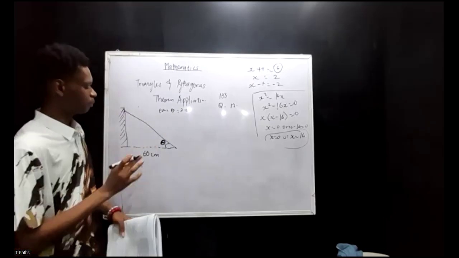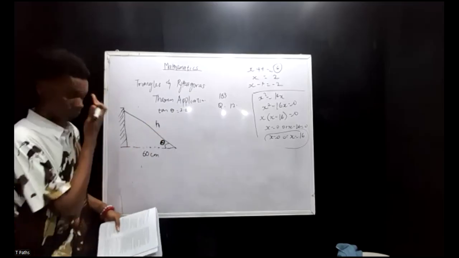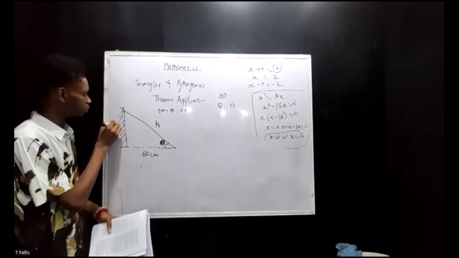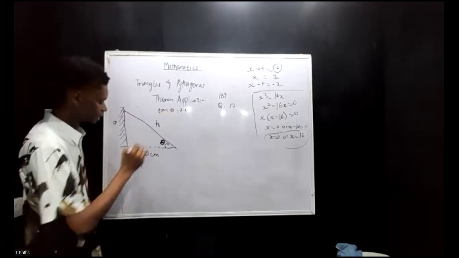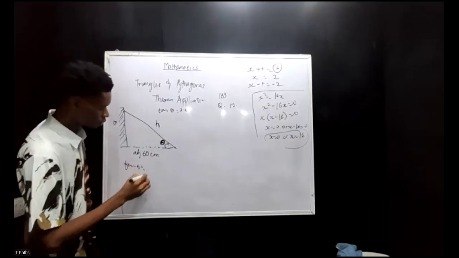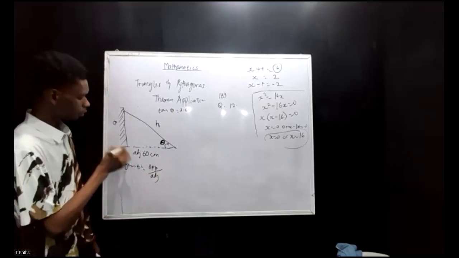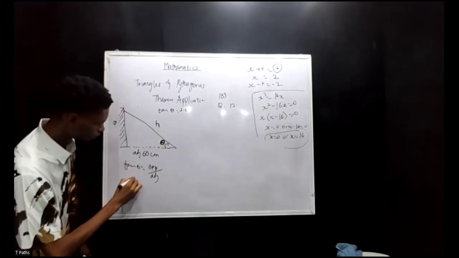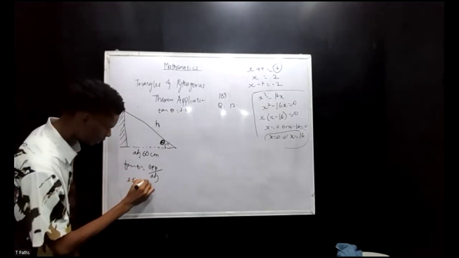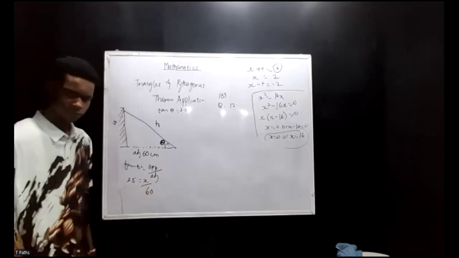So if I'm going to label, this will be my hypotenuse. Now this is the angle we are working with, so this is opposite, while this is adjacent. All right. So tan theta is equal to opposite over adjacent. And what is the value of tan theta? Tan theta is 2.5. My opposite is x because it is unknown, while the adjacent is 60 centimeters as given in the question.